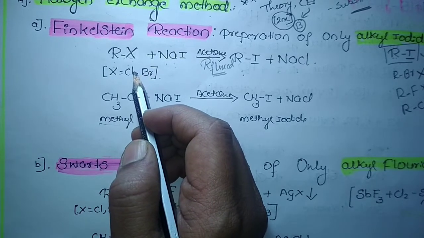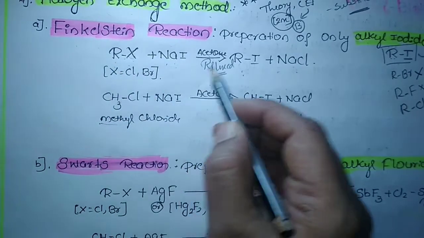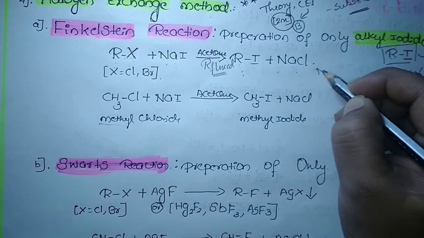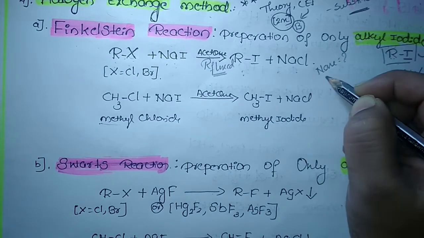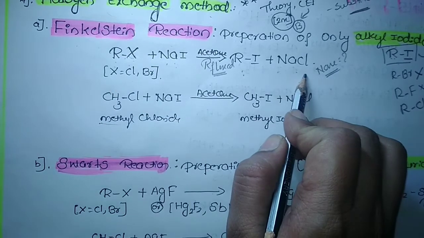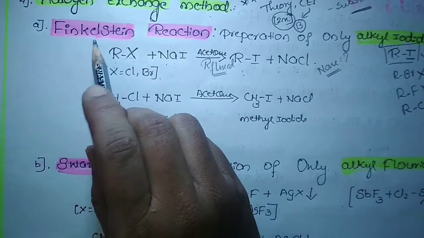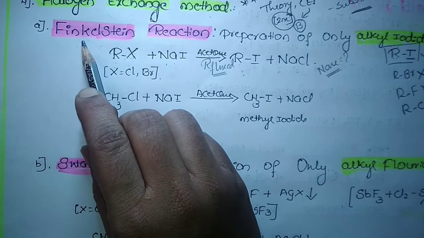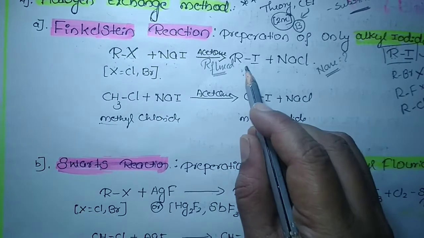In the 1 mark theory part, the reaction will be given and you have to name the reaction. So 1 mark questions might appear where you have to name the reaction. What is the name of the reaction? Finkelstein. So through the Finkelstein reaction, we can prepare only the alkyl iodide.